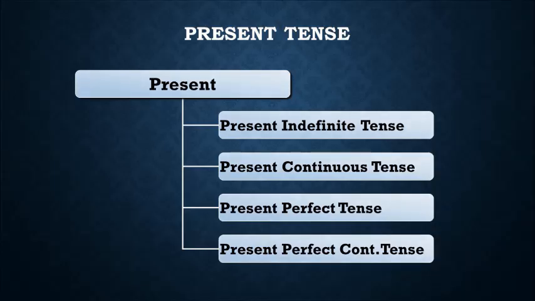Now these are present tense. These are the rules of these things. Further division of all these: present indefinite tense, present continuous, present perfect and present perfect continuous. We will take them one by one. Now next one.